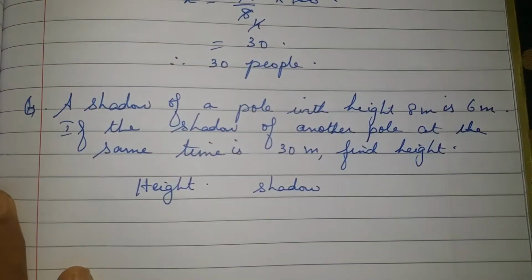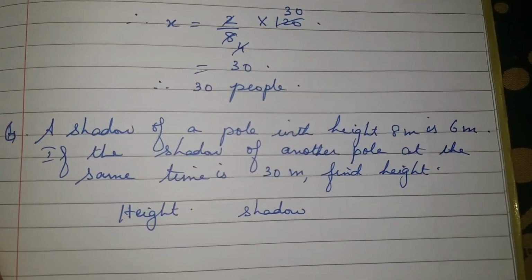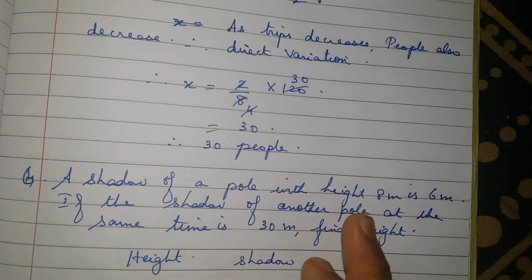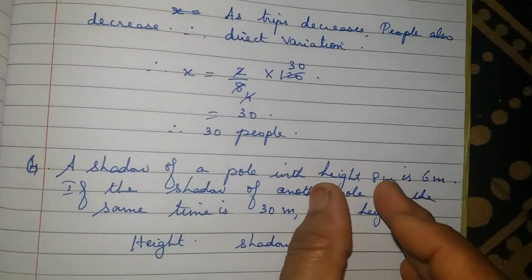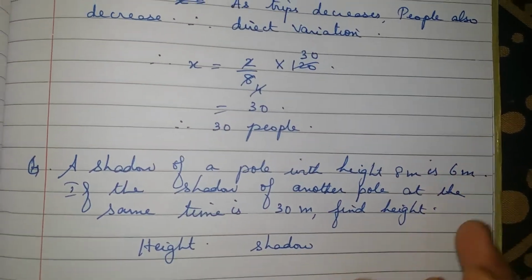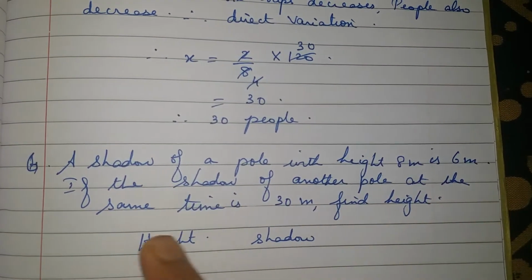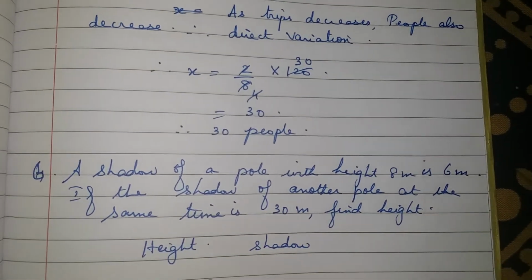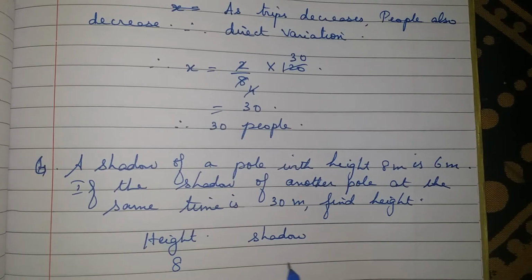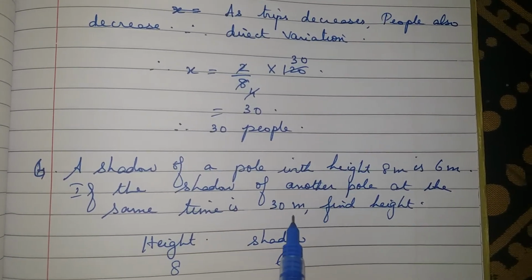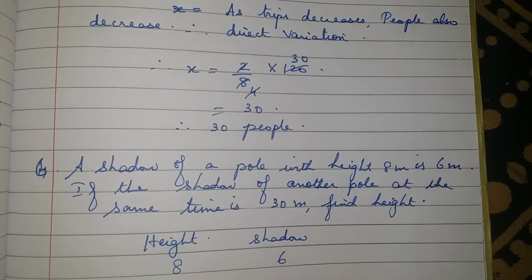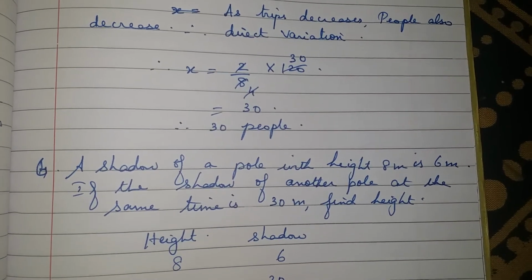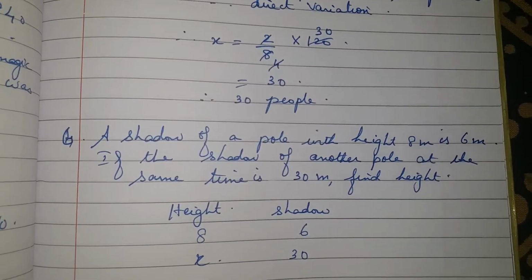A shadow of a pole with height 8 meter is 6 meter. So shadow of the pole is 6 meter. Height of the pole is 8 meter. Its shadow is 6 meter. If the shadow of another pole at the same time is 30 meter, find the height. So height is 8 means shadow is 6. Then shadow of another pole is given for you, that is 30 means what is its height. So the height of the another pole I have to find out.